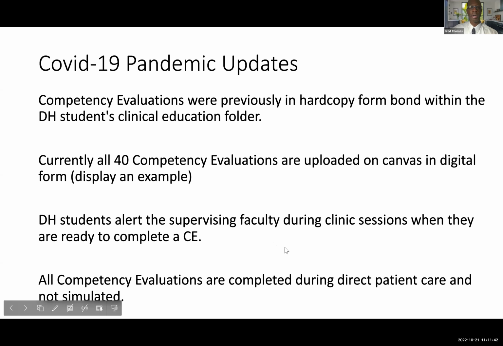All competency evaluations are completed with direct patient care. So it's not on a mannequin, it's not simulated. Everything is during direct patient care. So we definitely know and understand when the student is completing a competency evaluation that they are competent if they get all those 9 items of criteria correct. Absolutely.